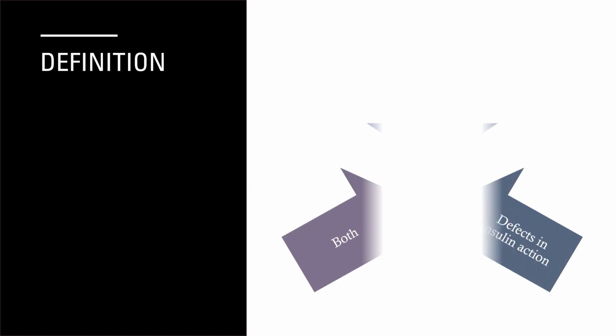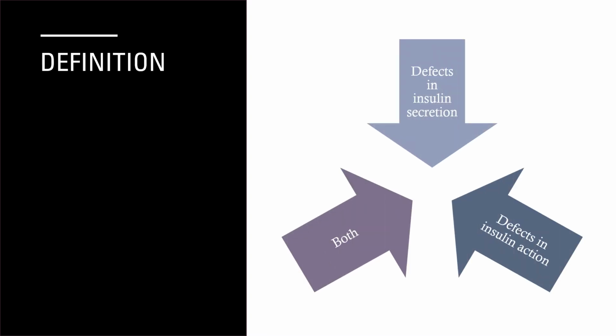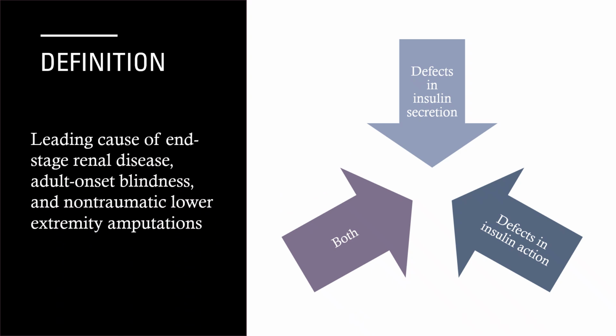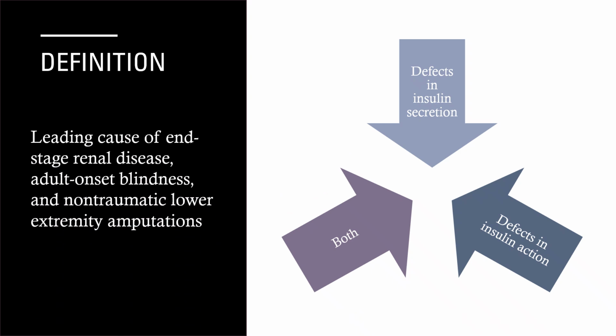To start off, let us first define what diabetes mellitus is. Diabetes mellitus is a disease in which there are either defects in insulin secretion or defects in insulin action or both, as you can see here. It is the leading cause of end-stage renal disease, adult onset blindness and non-traumatic lower extremity amputations.